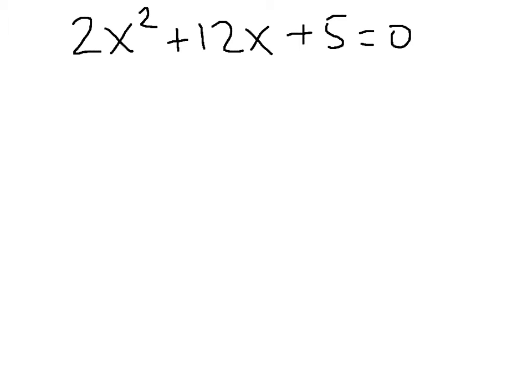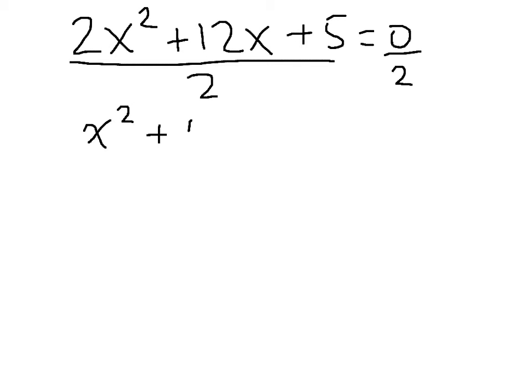In this video, we're going to review solving a quadratic by completing the square. The very first step for completing the square is going to be to take the entire equation and divide by the a value, which in this case is 2. And if I divide the left-hand side by 2, I need to divide the right-hand side by 2 as well. And that's going to give me x squared plus 6x plus 5 over 2, and that's going to equal 0.